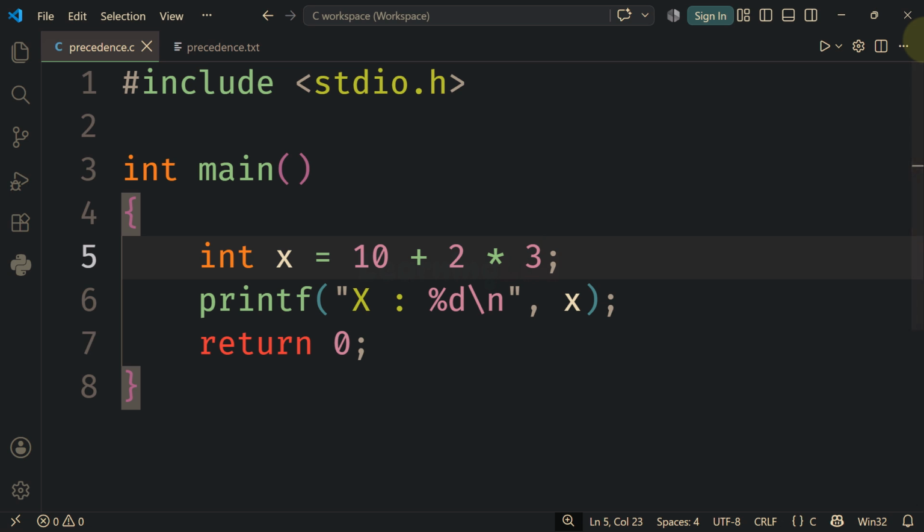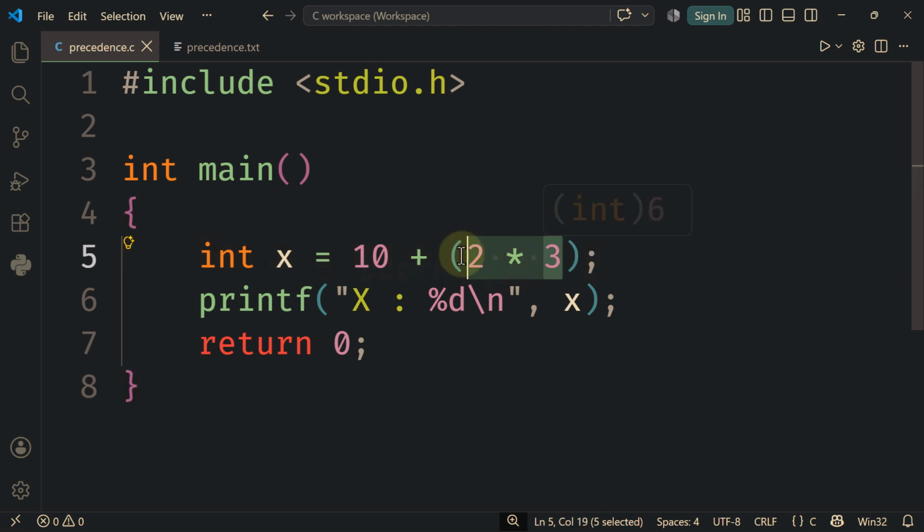But what if I use the parentheses and I write something like this? In this particular case, if I don't know the operator precedence, then also I can understand the code. I can say 2 multiplied by 3, it should be done together, then 10 is added. So I can understand the code in a much better way.